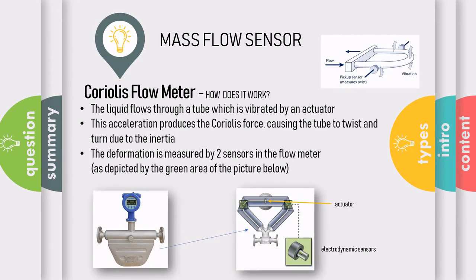The liquid flows through a tube which is vibrated by an actuator. This acceleration causes the tube to twist and turn due to the inertia. The deformation is measured by the two sensors in the flow meter.